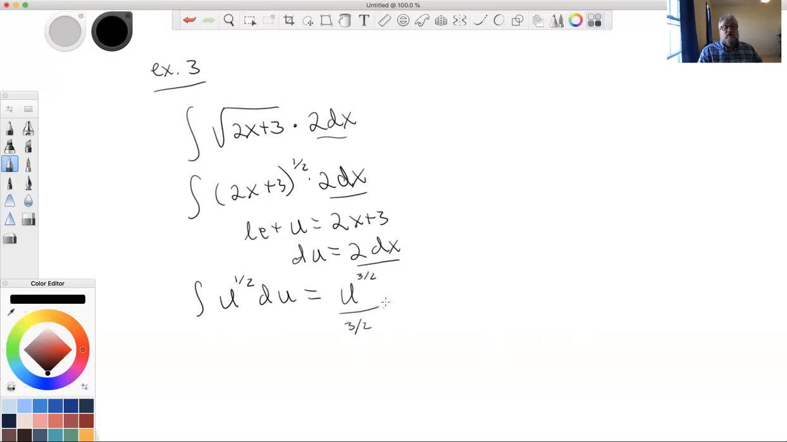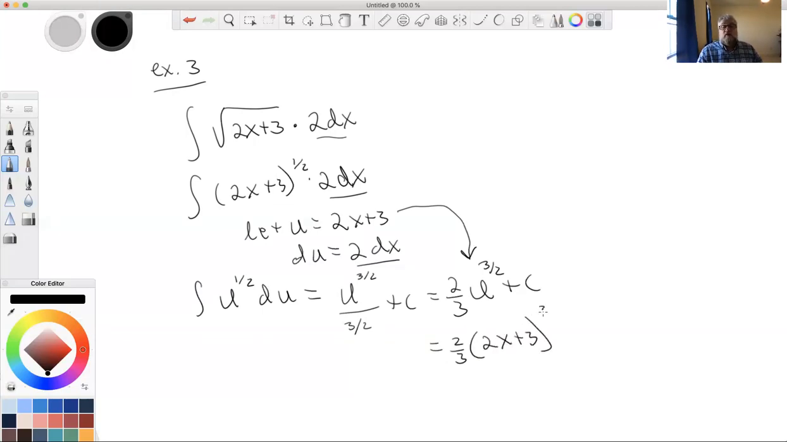And there's our fraction in the denominator again, which we don't enjoy. So I'll flip that over right now. That's 2/3 u to the 3/2 plus c. And now let me substitute in for u. So that's 2/3 times 2x plus 3 raised to the 3/2. There we go. Done.